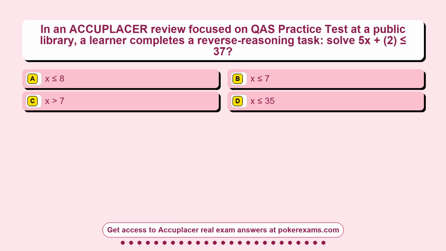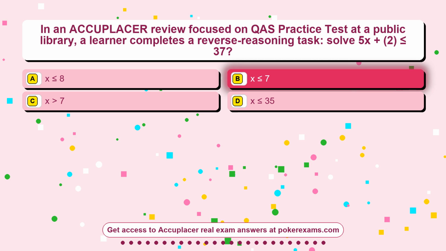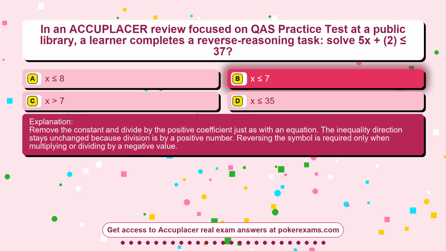Question 11. In an ACCUPLACER review focused on QAS practice test at a public library, a learner completes a reverse reasoning task. Solve 5x plus 2 less than or equal to 37. Option A, x less than or equal to 8. Option B, x less than or equal to 7. Option C, x greater than 7. Option D, x less than or equal to 35. The correct answer is option B, x less than or equal to 7. Remove the constant and divide by the positive coefficient just as with an equation. The inequality direction stays unchanged because division is by a positive number. Reversing the symbol is required only when multiplying or dividing by a negative value.